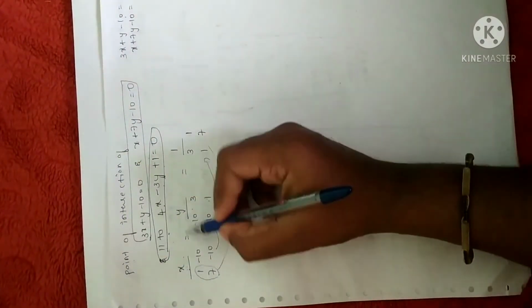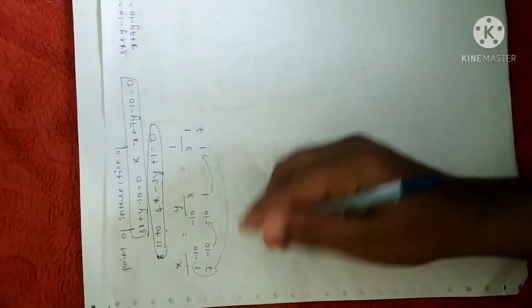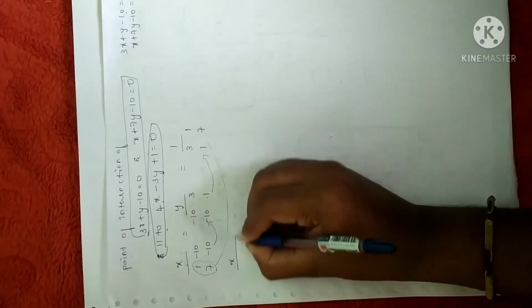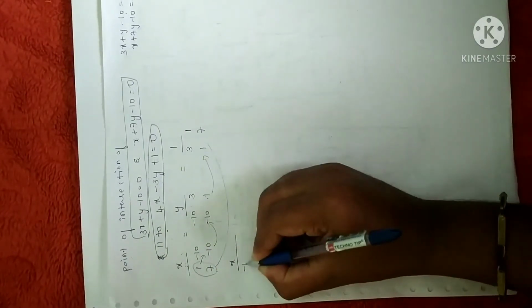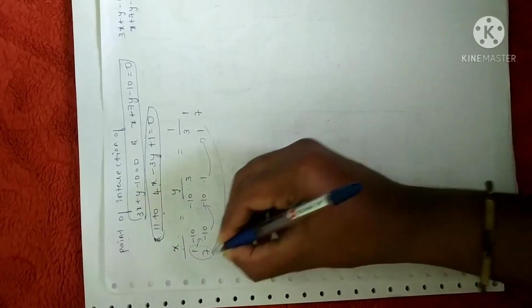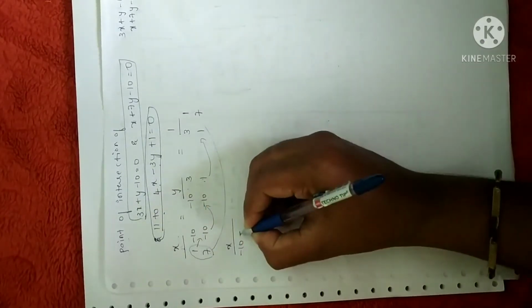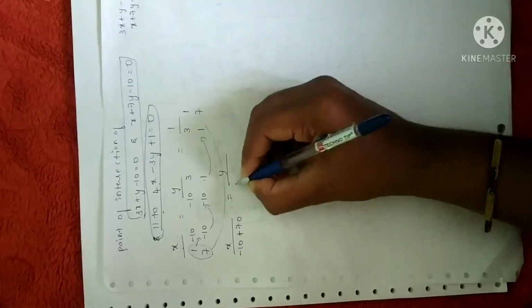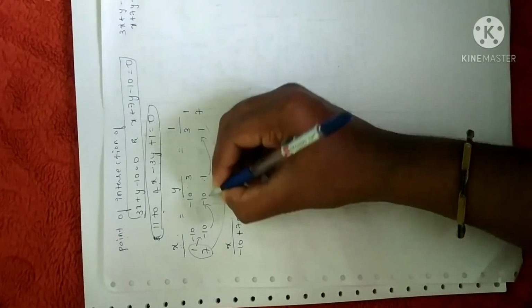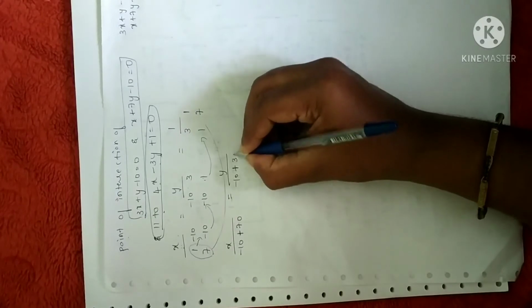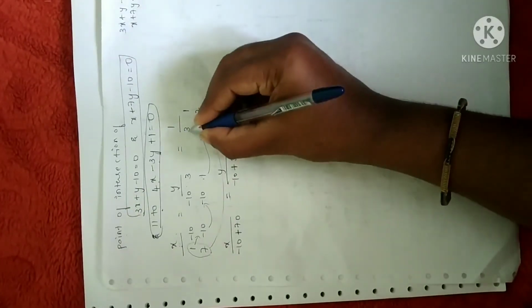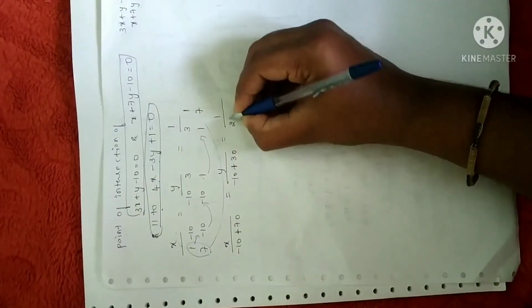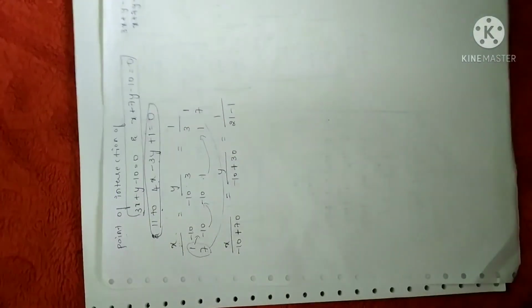Before that, you can equate. It's up to you. Now let me do cross multiplication. So you will get minus 10 minus 7 into minus 10 is minus 70. Minus of minus will become plus 70. y divided by minus 10 minus 10 into 3 is 30. Minus of minus is plus 30. 1 divided by 7 into 3 is 21 minus 1 into 1 is 1.